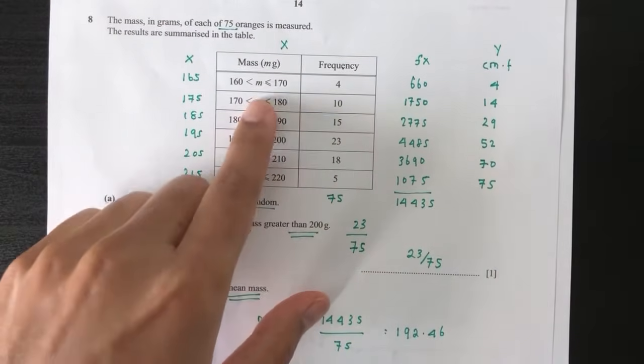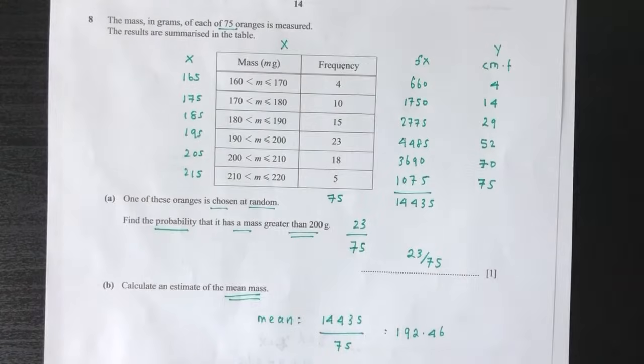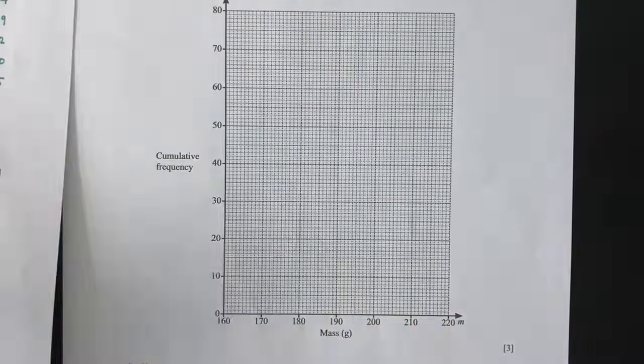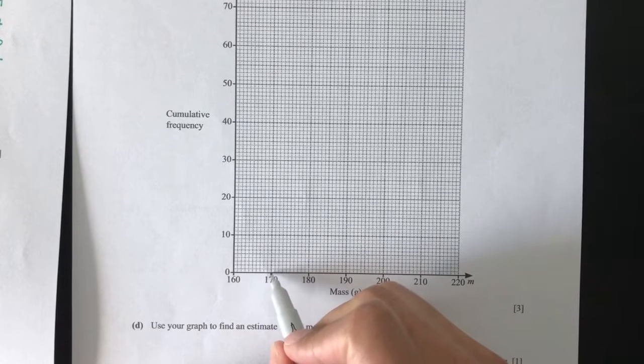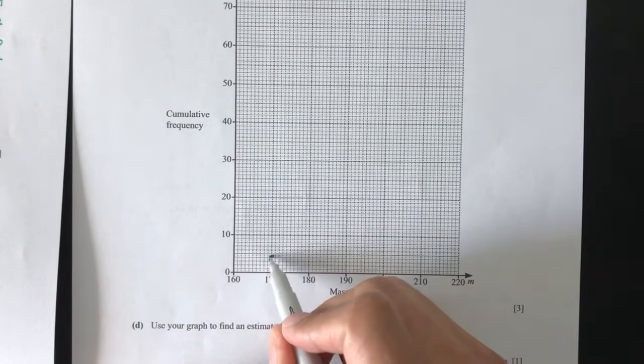So what is the first point? The first point is 170 and 4. That's the first point. Let's plot that graph. So 170 and the value 4 will be 1, 2, 3, 4, here.